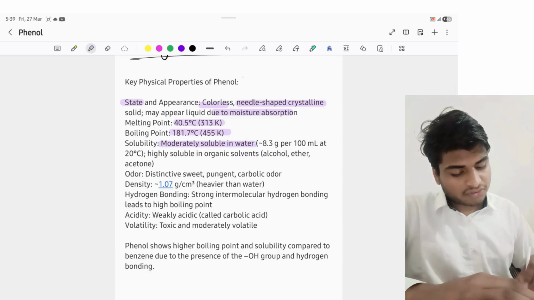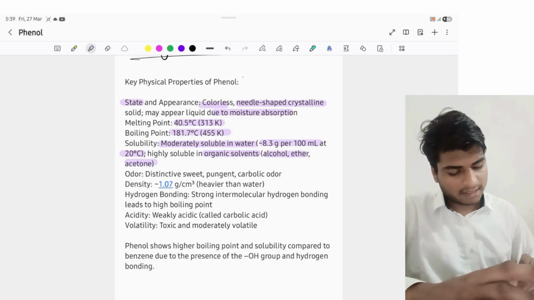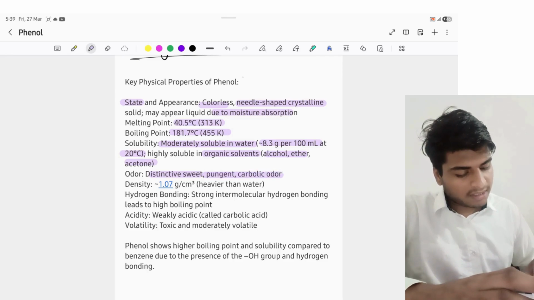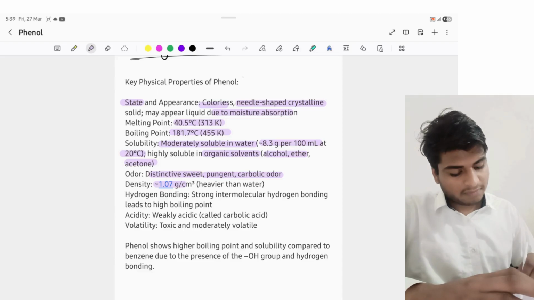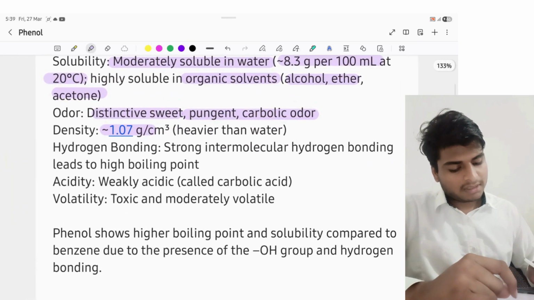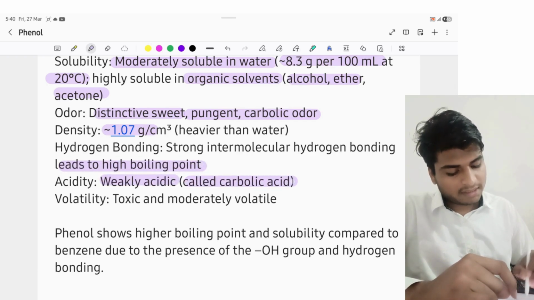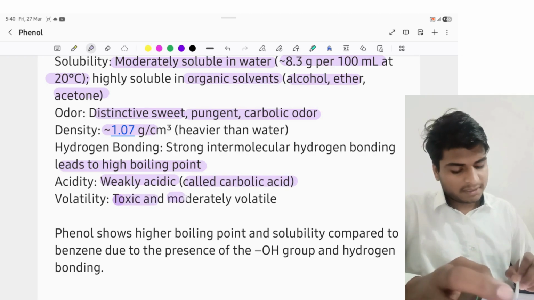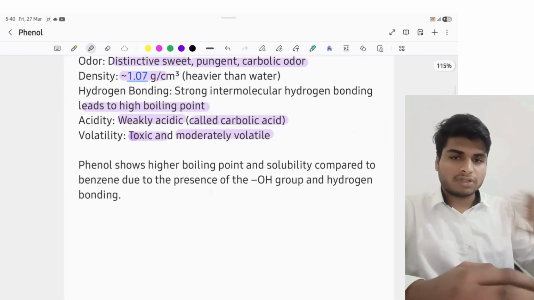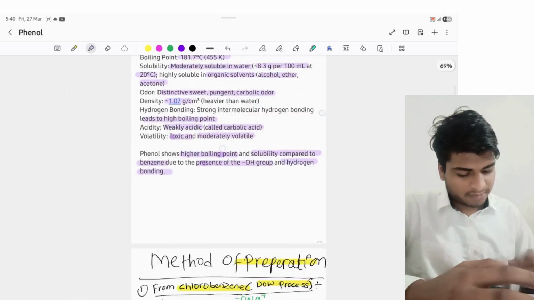Solubility: moderately soluble in water, 8.3 grams per 100 ml at 20 degrees Celsius, but highly soluble in organic solvents like alcohol, ether, and acetone. Odor: distinctive, sweet, pungent, and carbolic. Density is 1.0 gram per centimeter cube; it is heavier than water. Hydrogen bonding: strong intermolecular hydrogen bonding leads to a high boiling point. Acidity: weakly acidic, called carbolic acid. Toxic and volatile, and volatile means to evaporate. Phenol shows a higher boiling point and solubility compared to benzene due to the presence of the OH group and hydrogen bonding.